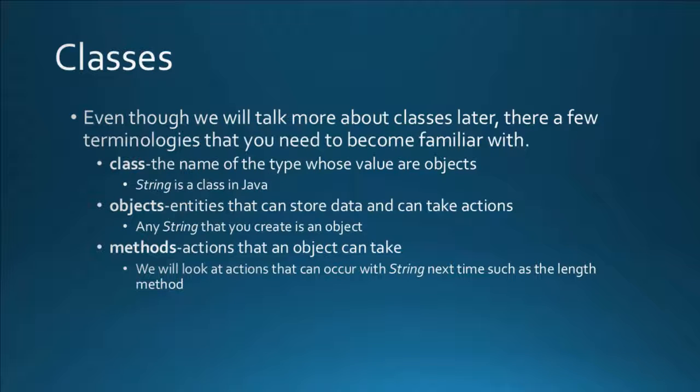We also have objects. Objects are entities that can store data and take actions. Any string that we create is an object. So like String name, String sentence, String anything. Name, sentence, whatever you named it would be that object of String type. And then methods are actions that an object can take. We'll look at actions that can occur with String next time, such as the length method. So in our next lesson, we're going to delve right into all the different things we can do to a string, which are actually going to be very beneficial going down the road.